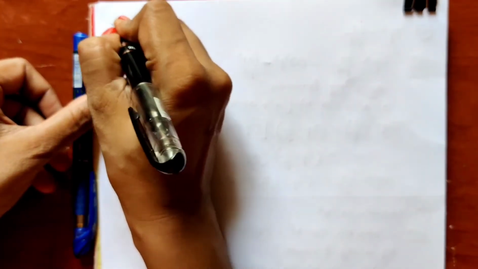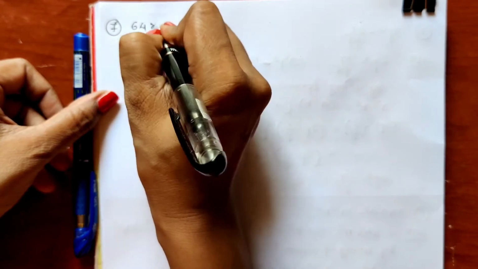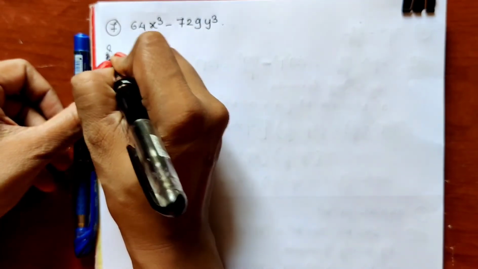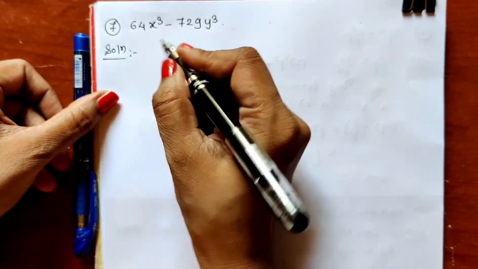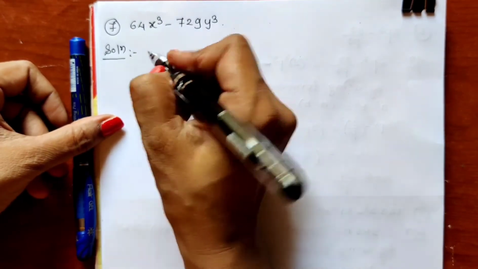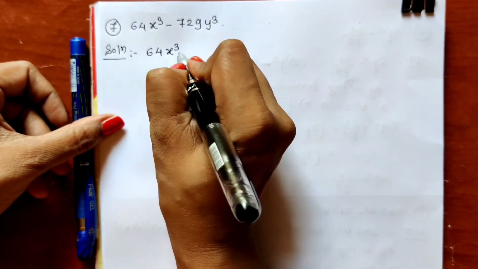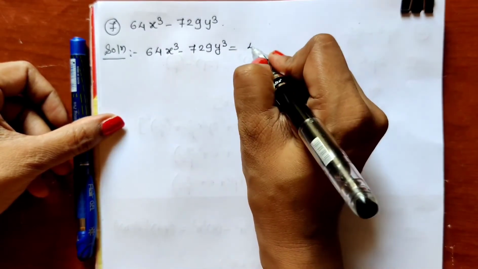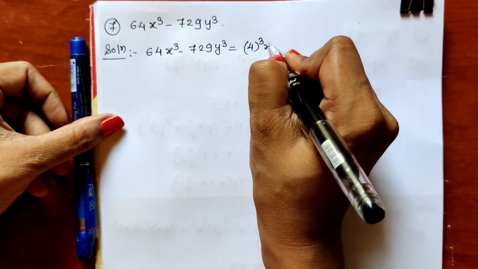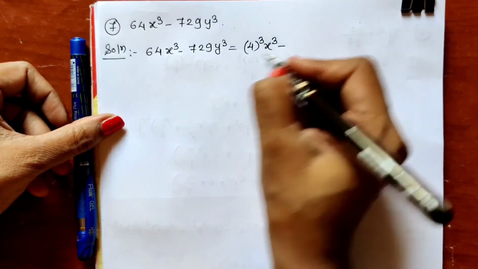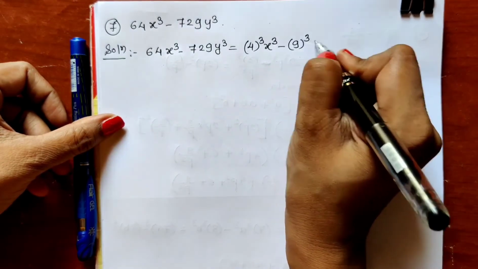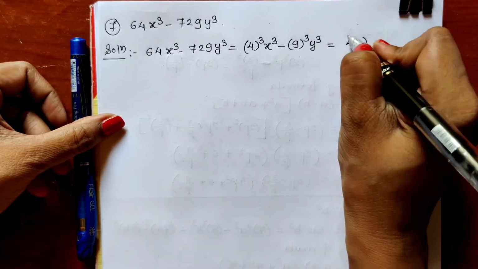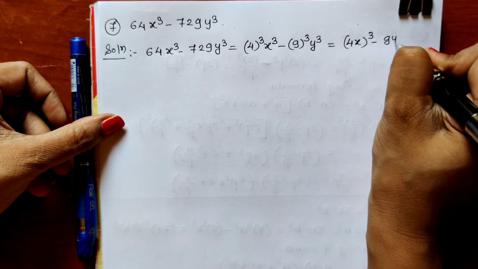Now 7th sum, it is also easy. 64x cube minus 729y cube. See children, as I have told you, if your cubes are by-hearted properly, you will immediately get to know the given number is cube of which number. So 64x cube minus 729y cube can be written as 64 is cube of 4, we all know it is 4 cube, and x cube as it is I have written. 729 is cube of 9, so it is 9 cube and cube of y. Combined we can write it as 4x whole cube minus 9y whole cube.